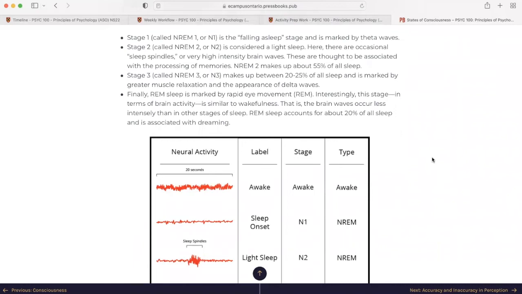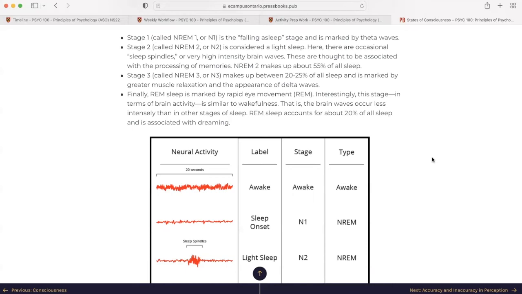Stage 2, NREM2 or N2, is considered a light sleep. Here, there are occasional sleep spindles or very high intensity brain waves. These are thought to be associated with the processing of memories. N2 makes up about 55% of all sleep. Stage 3, NREM or N3, makes up between 20 to 25% of all sleep and is marked by greater muscle relaxation and the appearance of delta waves.